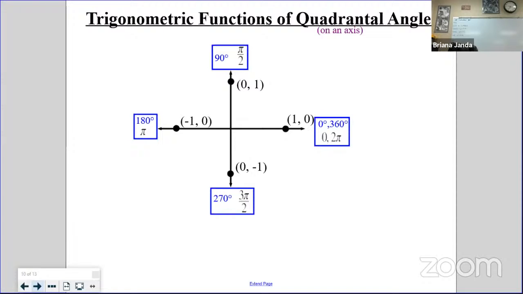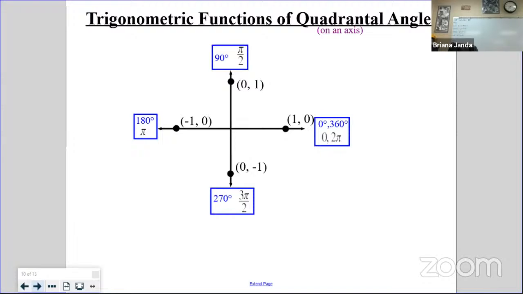What angles do those correspond to? I have listed, in the blue, your degrees. And remember that we can expand that list by continuing to add 90 each time we go around, right? 90 degrees, 180, 270, 360. What would that be? 450, 540, 630. We could keep going, right? We just keep adding 90s each time we move to the next axis.